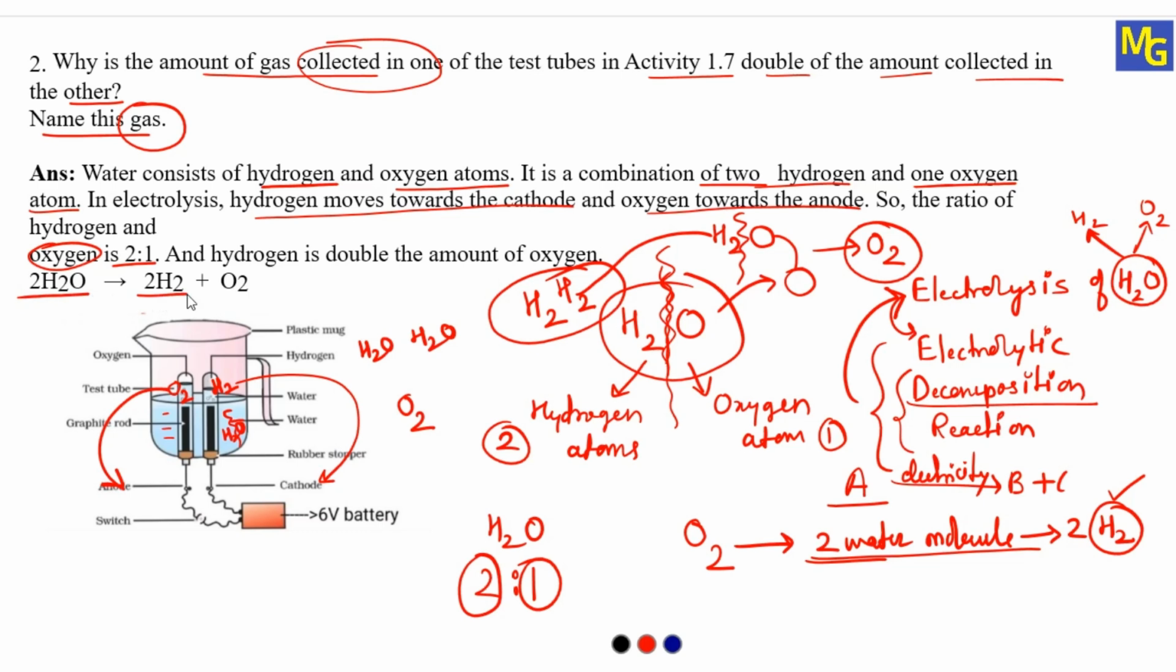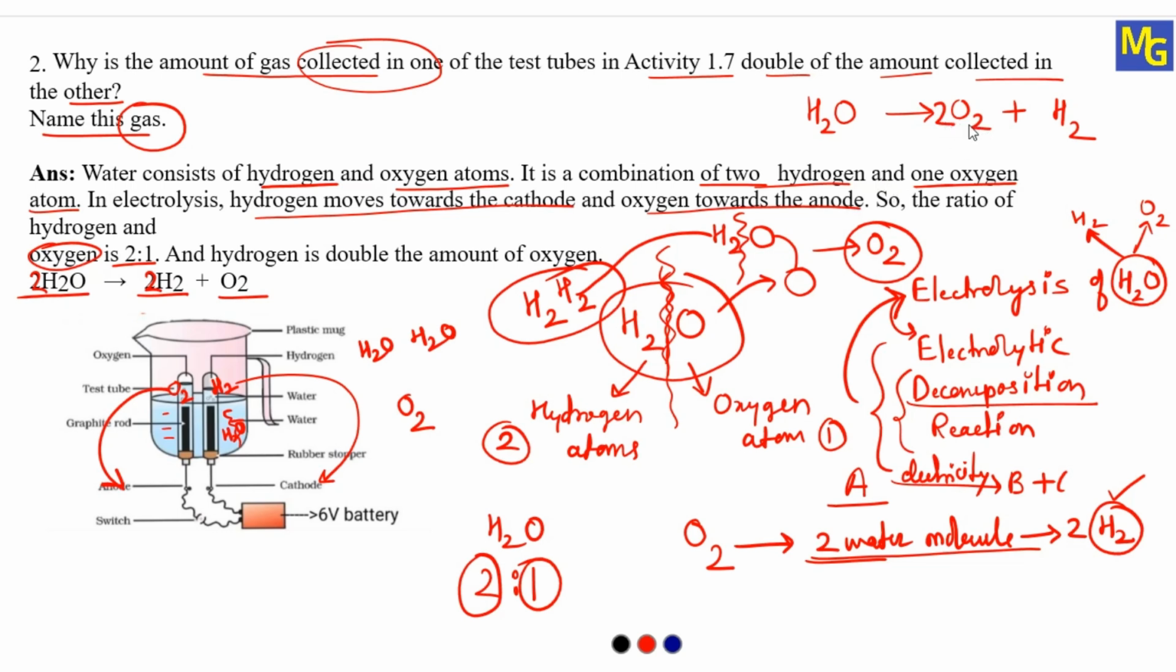2H2O gives 2H2 plus O2. This 2 is used to balance the reaction. Remember, we have to balance because if I write the reaction like this, H2O splits to give O2 and H2, then the reaction is not balanced. Here hydrogens are 2, but oxygen is not balanced. So we have to write it here 2. So 2 2s are 4, it becomes 4.